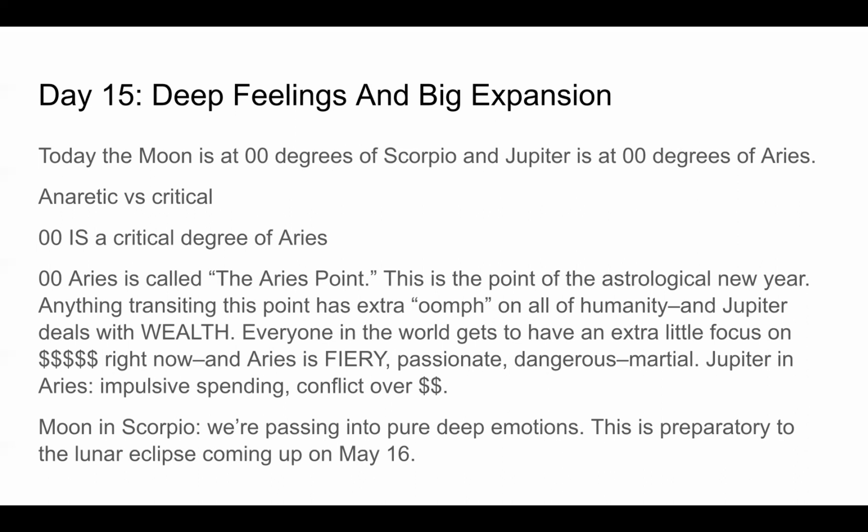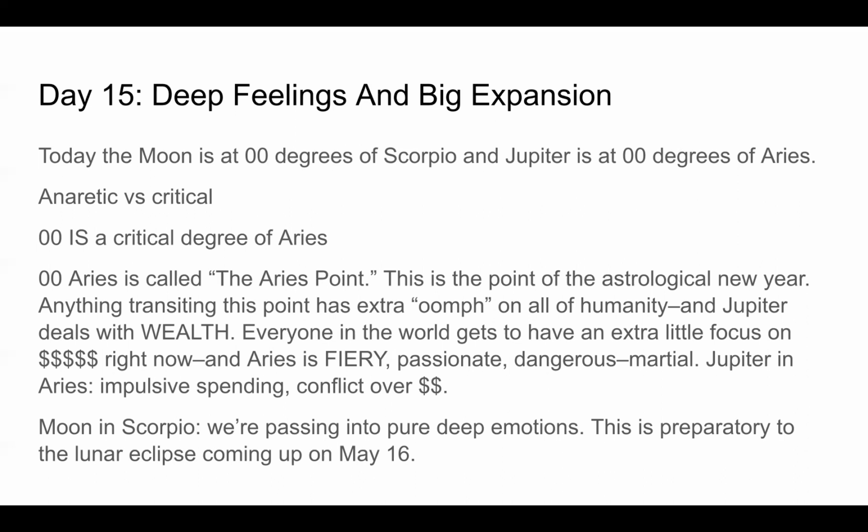For example, mutable signs have critical degrees of 4 degrees and 17 degrees. If you see something at 4 degrees of Aries, that doesn't matter. If you see it at 4 degrees of Virgo, it does matter. It is a critical degree of Virgo, but not a critical degree of Aries, because Virgo is mutable and Aries is not.